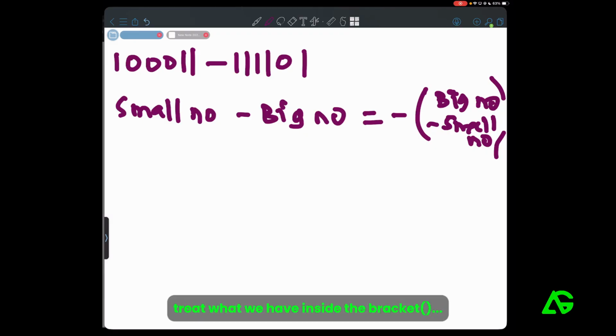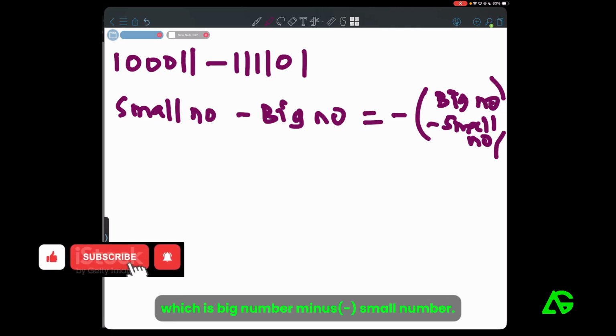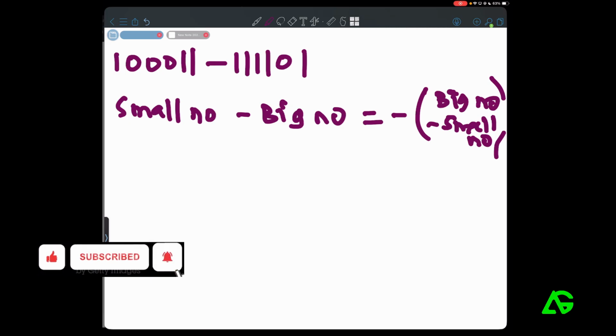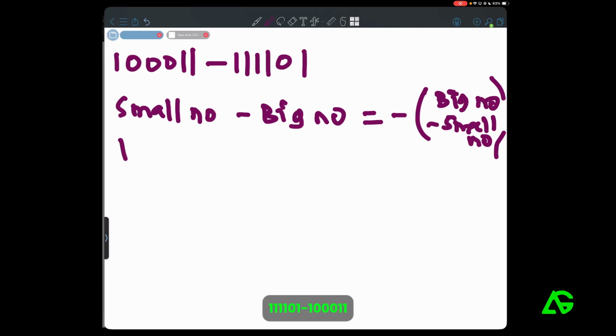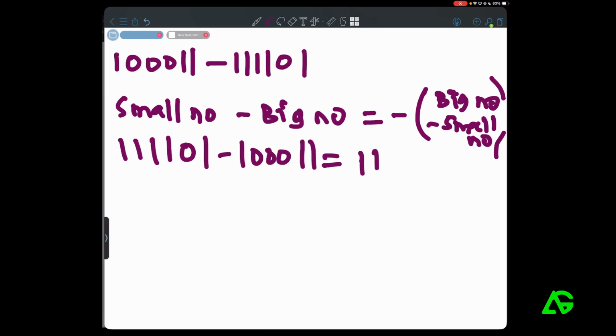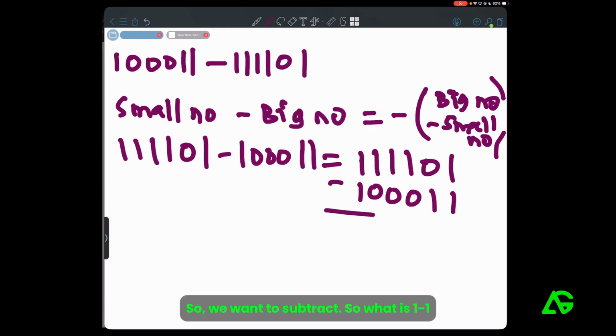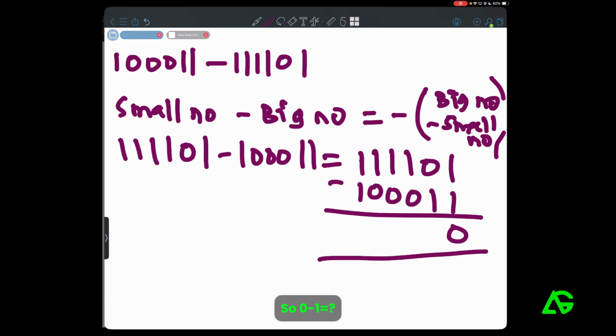Yes. So now let us treat what we have inside the bracket. It is big number minus small number. So the big number here is what? 1, 1, 1, 1, 0, 1 minus 1, 0, 0, 0, 1, 1. So we want to subtract. What is 1 minus 1? 0. So 0 minus 1 is not possible, right? So here, we need to borrow, right?